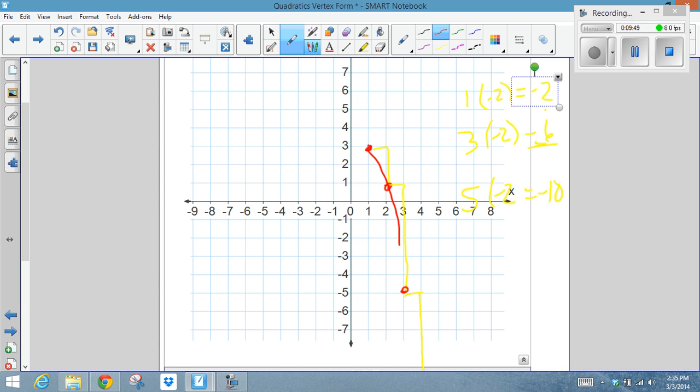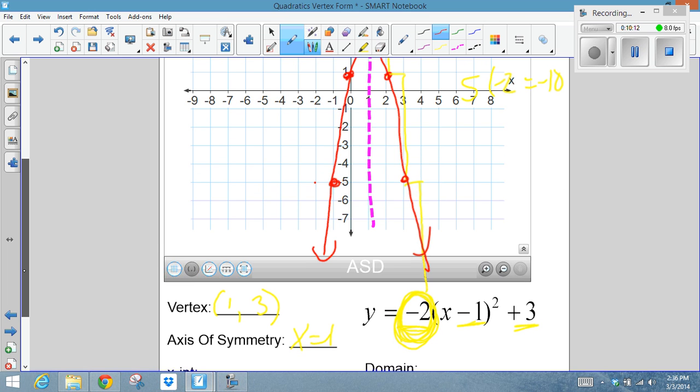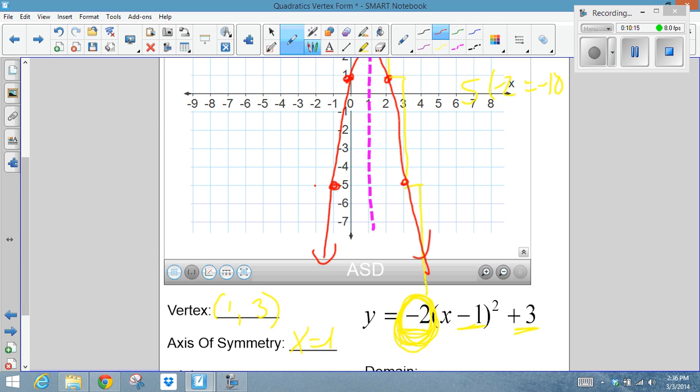So there's my parabola, and then I'm going to reflect. Here's my axis of symmetry. So this point reflects over there, and this one is right there. And there is my parabola. And there's my graph. Okay? The only little piece that I missed was the domain and range.